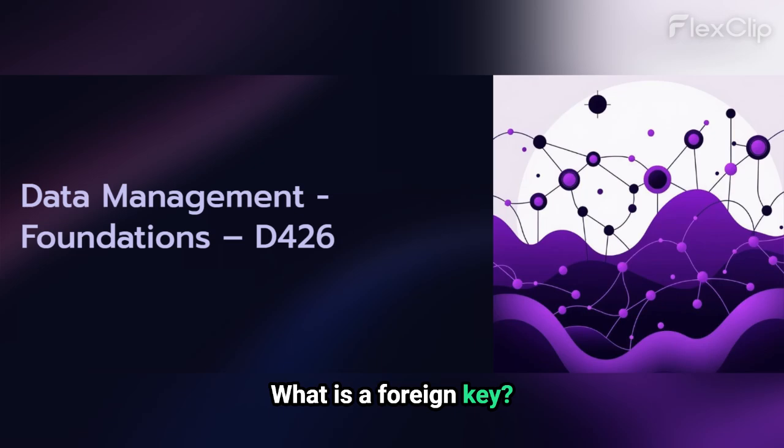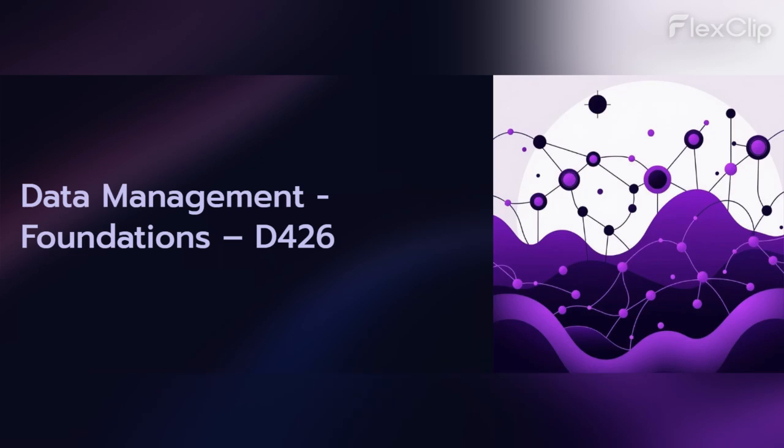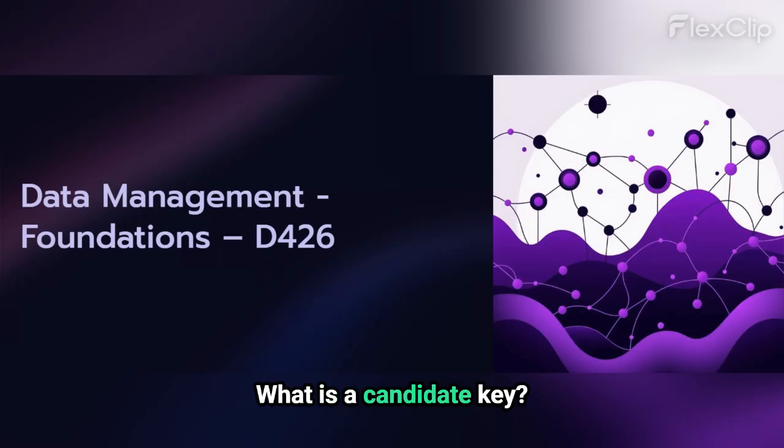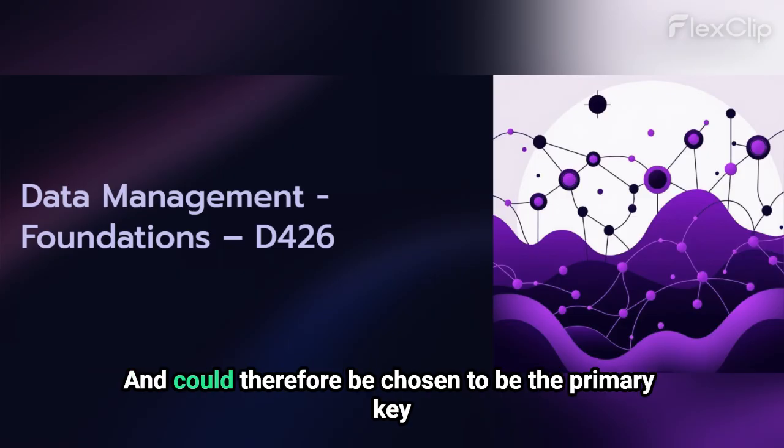What is a foreign key? A foreign key is a key used to link two tables together. It is a field in one table that refers to the primary key in another table. What is a candidate key? A candidate key is any column or set of columns that is unique and minimal and could therefore be chosen to be the primary key.